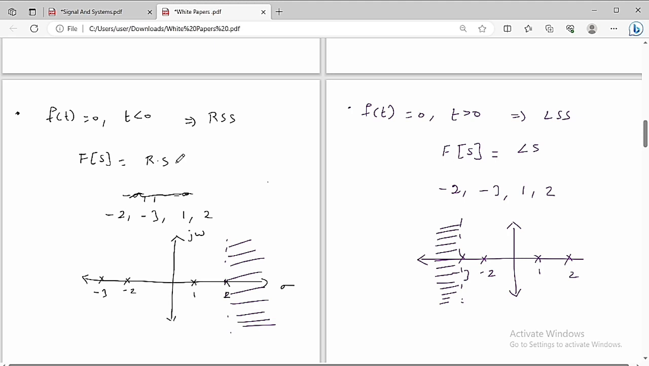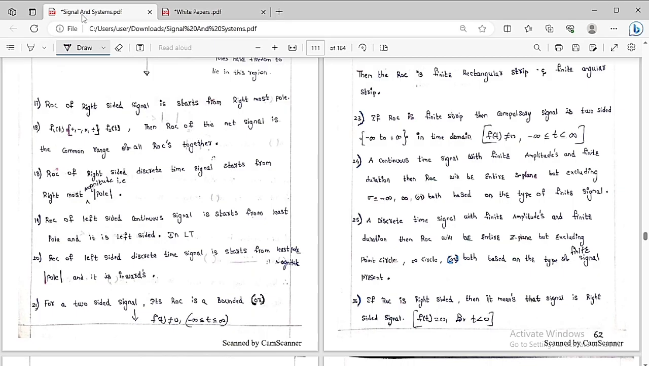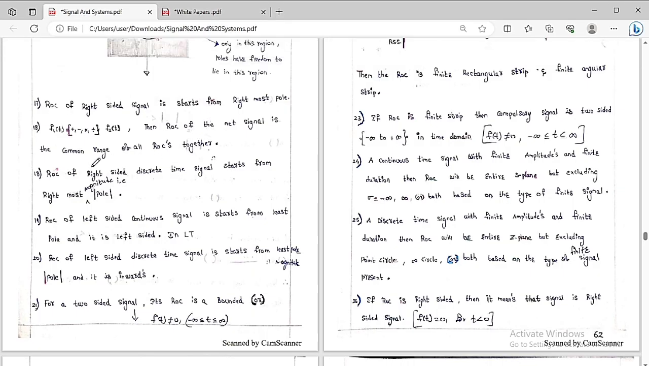So finally I can say the ROC of the right sided signal starts from the rightmost pole and the ROC of the left sided signal starts from the leftmost pole. So these points you always have to keep in your mind. Now the next point: for f1 of t either plus, minus, into, or division of f2 of t, the ROC of the net signal is the common range of all the ROCs together.